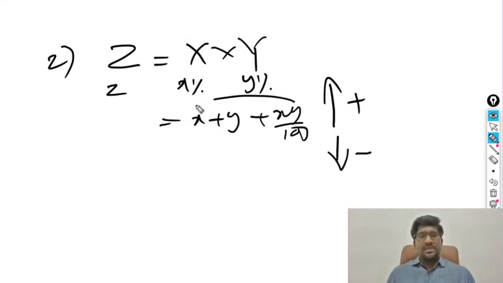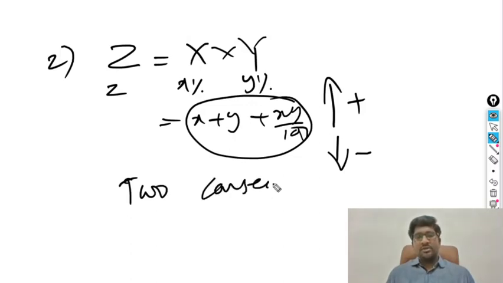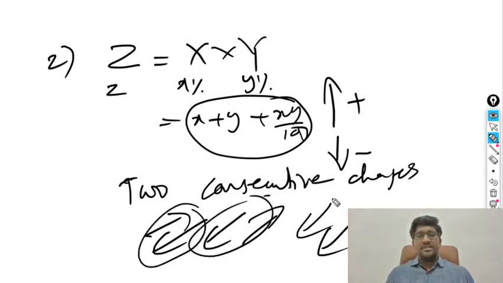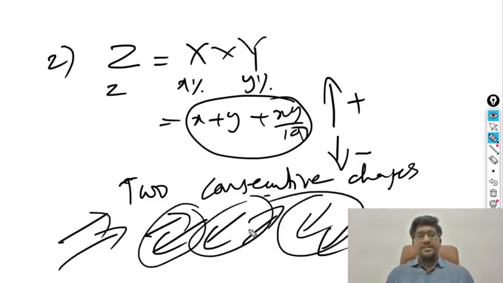The same technique can also be used whenever there are two consecutive changes. What do we mean by two consecutive changes? Like first increased then further increased, first increased then decreased, first decreased then increased, decreased then further decreased. In all these cases we can find the resultant change by using this.